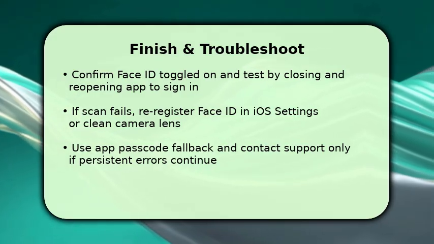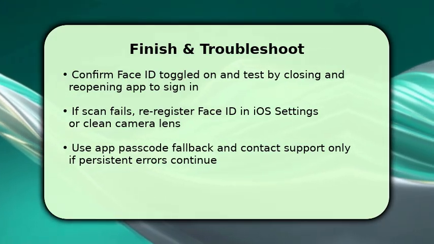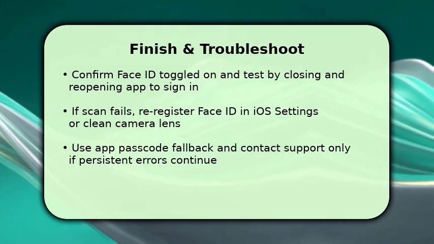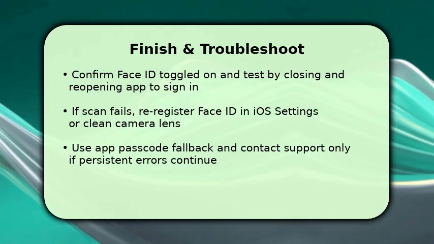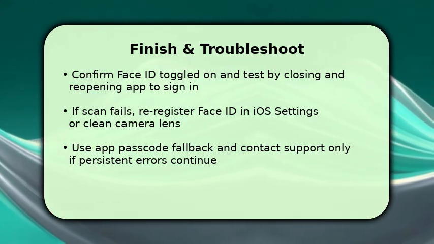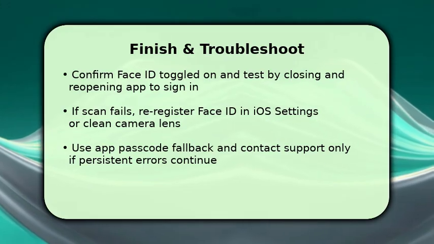Obstructions cause most issues. Make sure ambient lighting isn't extreme. Try again. If problems persist, use your app passcode fallback and contact Capital One support. This approach isolates device issues versus app settings, so you can resolve it quickly.